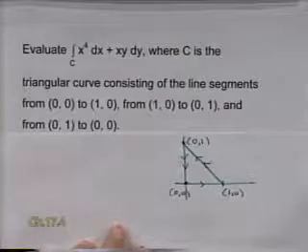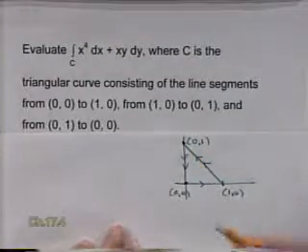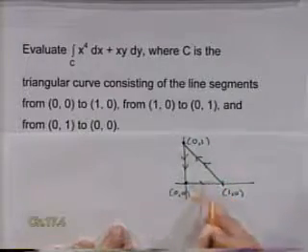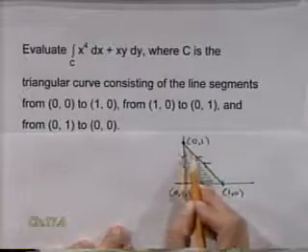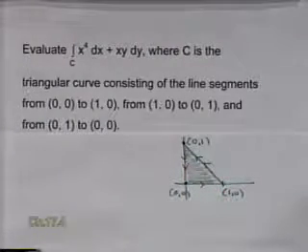Notice C is not smooth. It has a couple sharp edges, but it's piecewise smooth because this is smooth, and that's smooth. And notice this is my interior. That's my D, that's the interior of that curve.